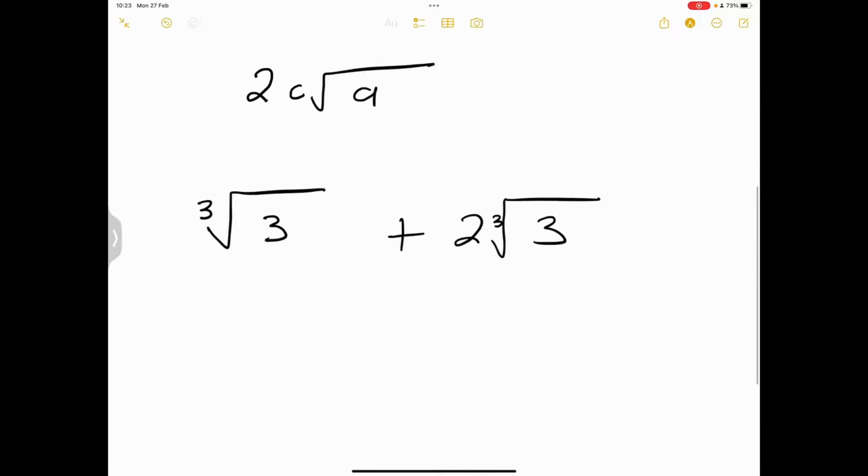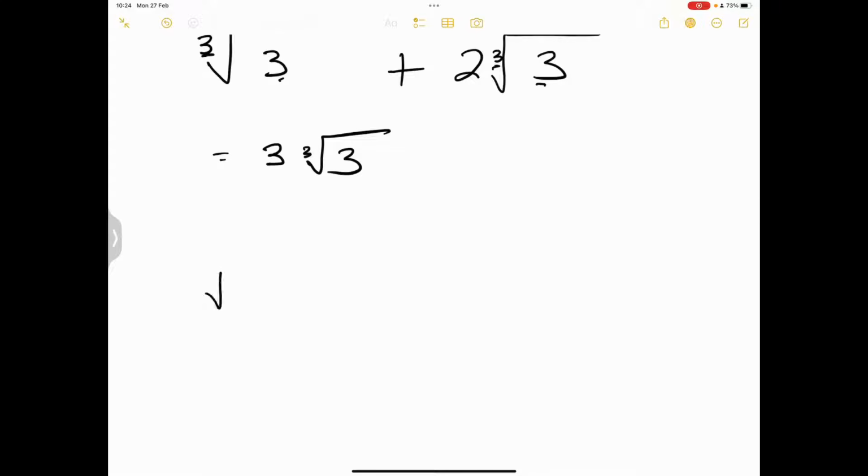Now in this case, because these are exactly the same roots, so it's cube roots on both of them, I can add those two. And by the way, even the number is the same inside the surd, or inside the root. So in this case, this can be 3 cube root of 3.